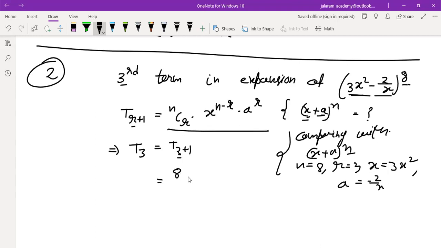nCr, in place of n we write 8, C, in place of r 2. 8C2 into the value of x is 3x square whole to the power n minus r, means 8 minus the value of r, which is 2. Okay.